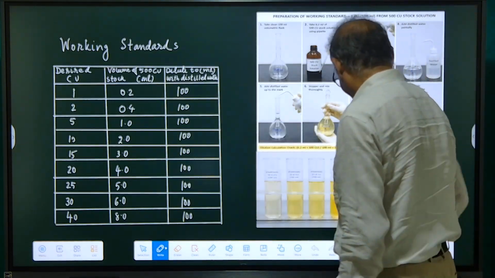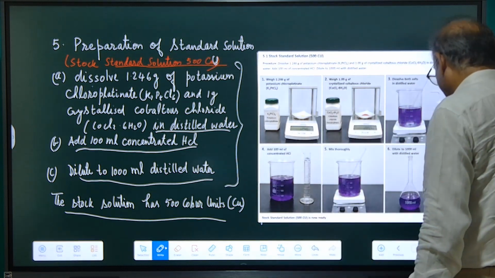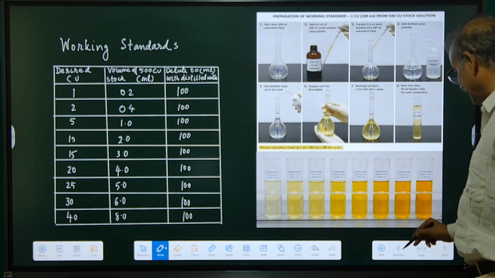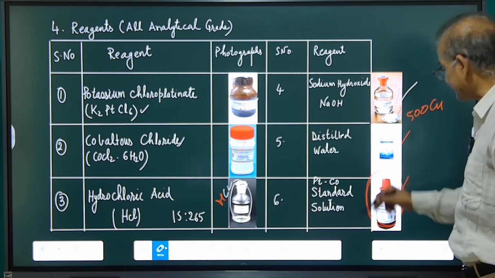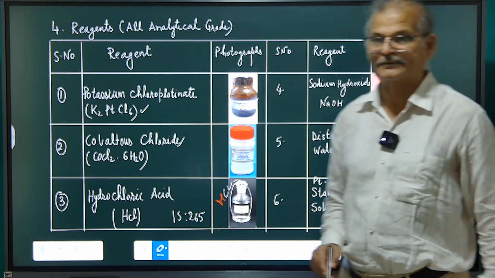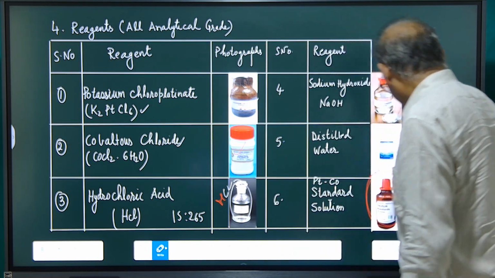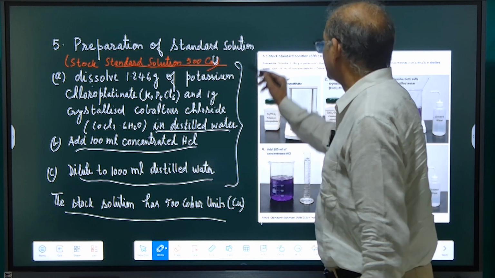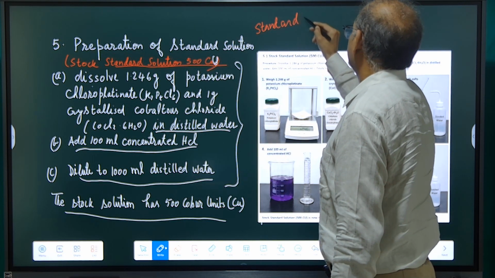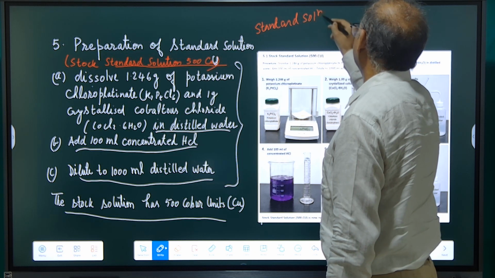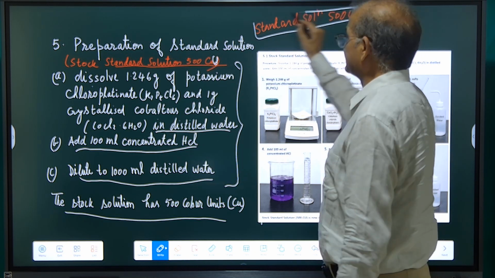Instead of making this combination, we can directly procure this color standard available in the chemist. In these chemical shops, we can directly purchase the 500 color unit standard solution instead of making it.